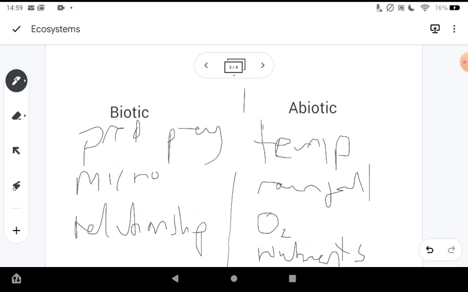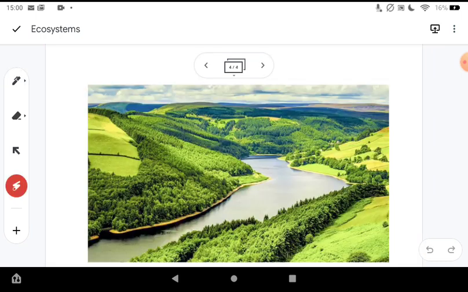For example, we wouldn't talk about rainfall if we were talking about the ocean, because the rainfall is not going to affect the organisms in the water. Okay, so these are the sorts of things to think about. Let's just have a look at an example. This is a picture of a British countryside, and I've got 3 different ecosystems here, but we're going to lump a couple of them together.